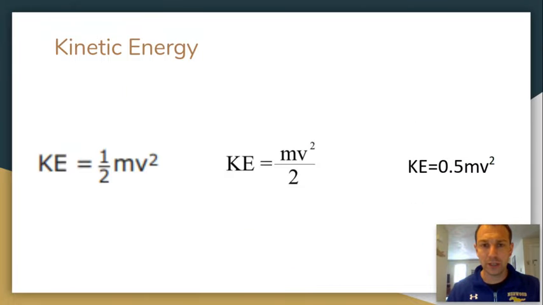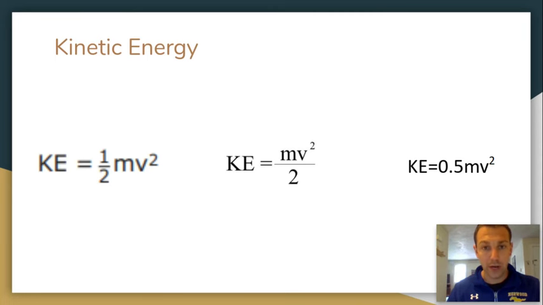Now, I want to show you something before we go forward and use the formula. You'll see three equations here on this screen. All of these equations mean the same thing. In the first one on the left, you see the equation I just showed you, 1/2 times m times v squared. The equation in the middle is the same thing. KE equals mv squared divided by 2. Dividing something by 2 is the same thing as multiplying something by 1/2.